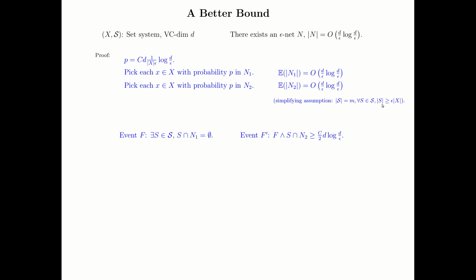I look at two events. The first event is the event where my first sample N1 fails. This means there exists some subset in S that has no element in N1. In other words, N1 is not an epsilon-net. The second event is an event when F happens, so the first event happens, and on top of that, the subset that had no element in N1 suddenly has many elements in N2.